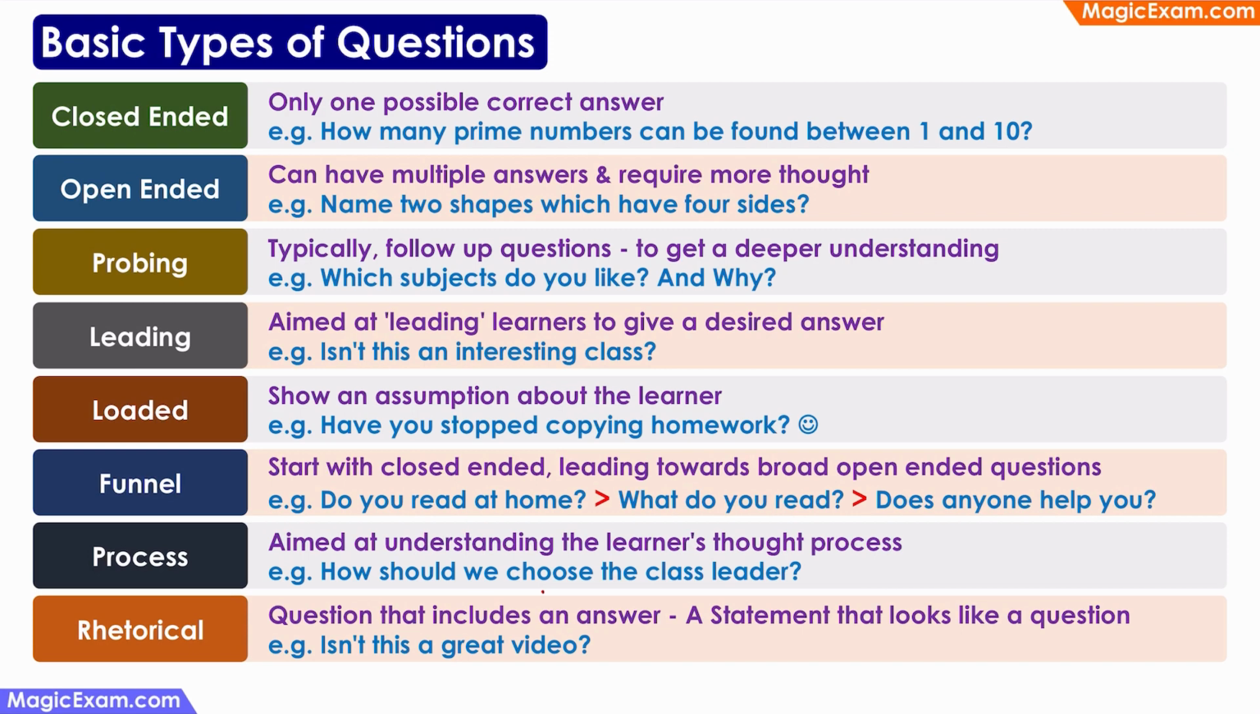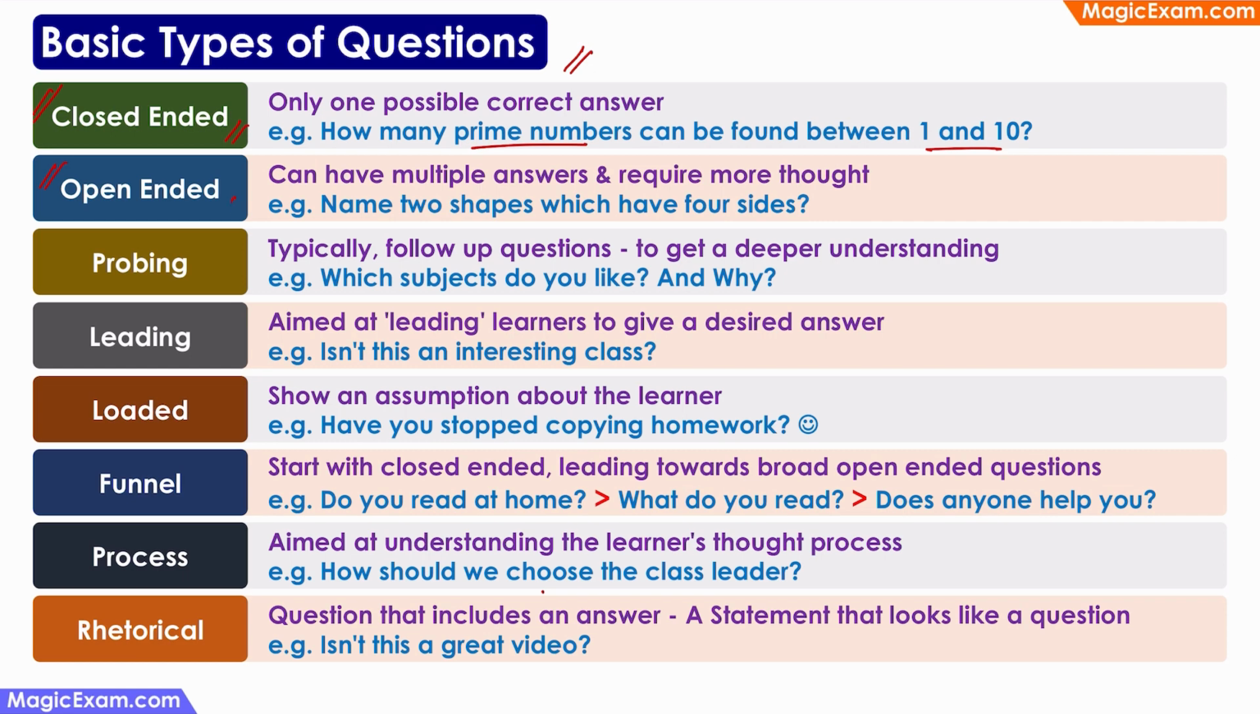Next, let us talk about the basic types of questions. So in any assessment, if we are using questions, the questions will fall into one of these basic categories or basic types. There are close-ended questions. Close-ended questions are questions where there is only one possible correct answer. For example, if I ask you how many prime numbers can be found between 1 and 10, then there is only one possible correct answer here. So that is a close-ended question.